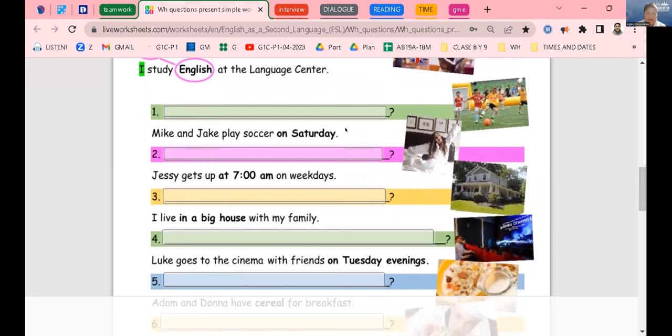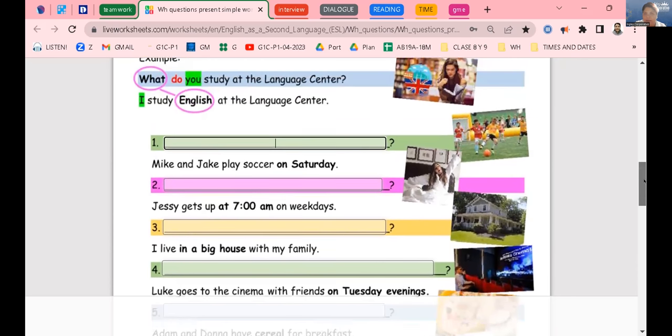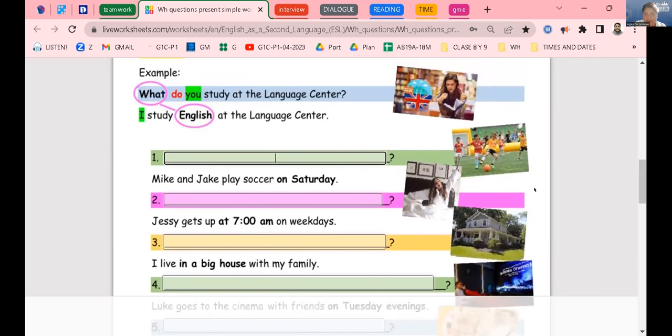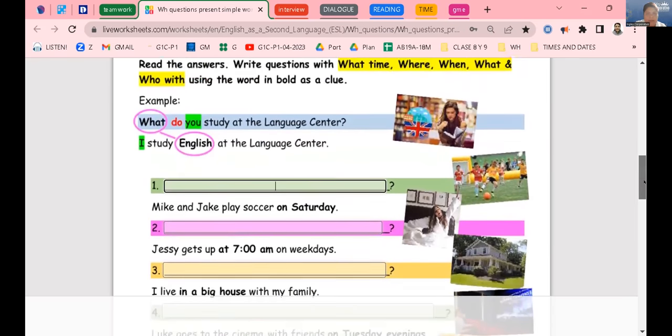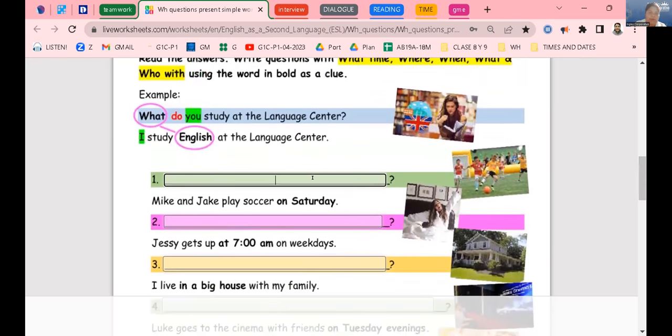We have the answers and we have to create the questions based on these answers. Tenemos acá unas oraciones afirmativas. Basadas en esas oraciones afirmativas, vamos a crear nuestras preguntas. Mike and Jake play soccer on Saturday. Pero nos decía que utilizáramos las palabritas en negrita como pistas. Y quiere decir que depende de eso lo que yo voy a preguntar.